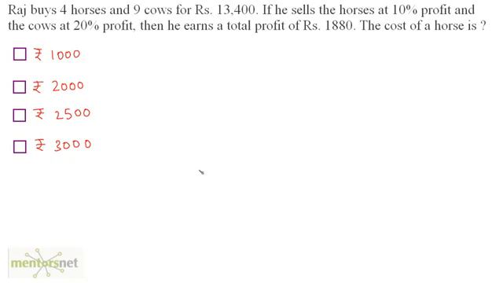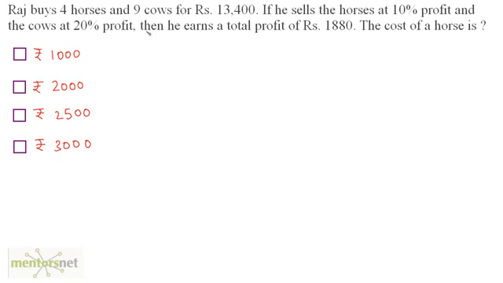Raj buys 4 horses and 9 cows for rupees 13,400. If he sells the horses at 10% profit and the cows at 20% profit, then he earns a total profit of 1,880 rupees. What is the cost of a horse?